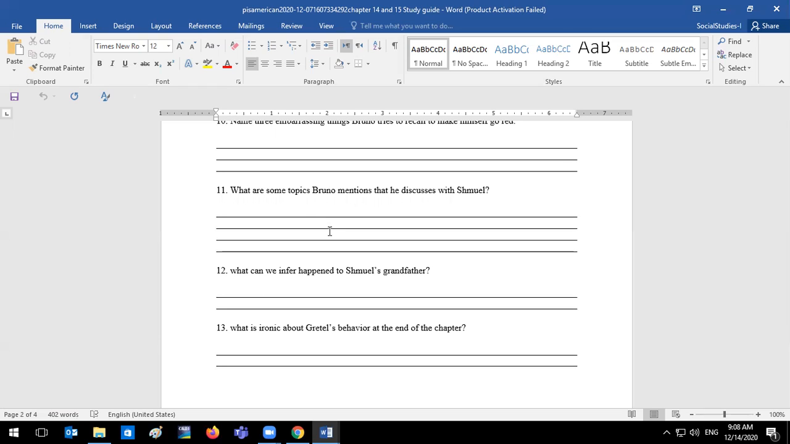All right, these are some of the things that he mentions to Gretel that he and Shmuel discuss. What can we infer happened to Shmuel's grandfather? We can guess or infer that Shmuel's grandfather has been killed. All right, because they mentioned that he has been missing. No one has seen him. And of course, this is Shmuel's perspective. But again, we know from the way that father is treating him, every time Shmuel asks about his grandpa, the father hugs him and cries. So we see here a sense of loss.